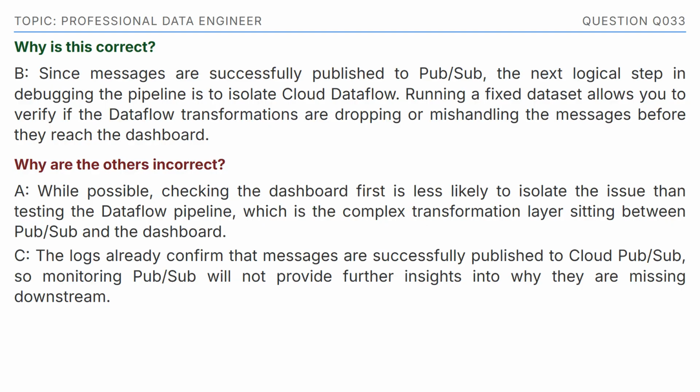A, while possible, checking the dashboard first is less likely to isolate the issue than testing the Dataflow pipeline, which is the complex transformation layer sitting between Pub/Sub and the dashboard. C, the logs already confirm that messages are successfully published to Cloud Pub/Sub, so monitoring Pub/Sub will not provide further insights into why they are missing downstream.